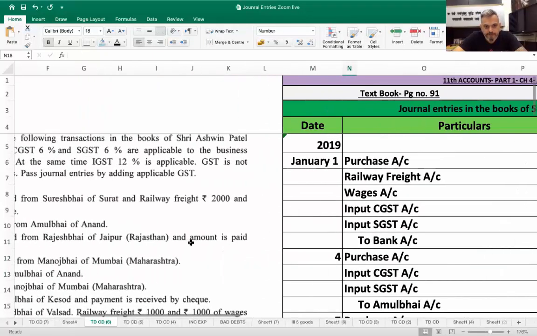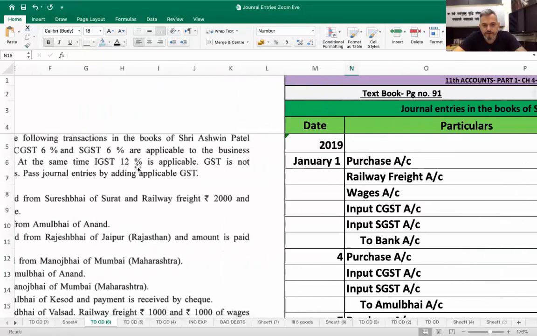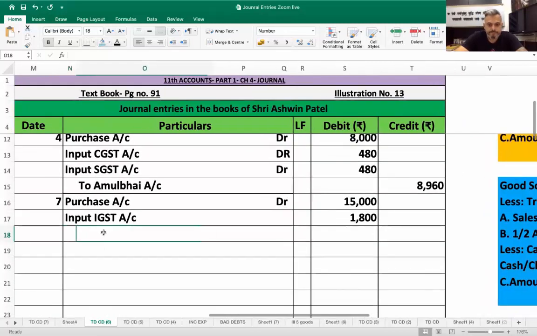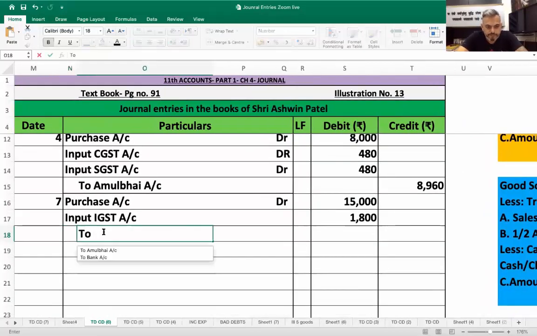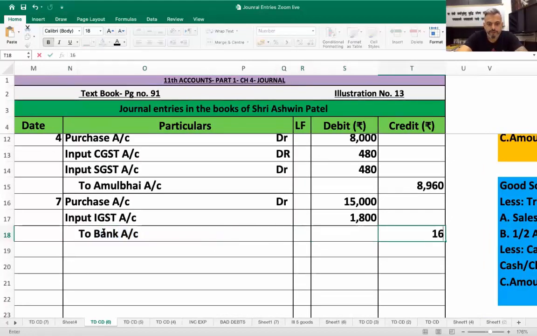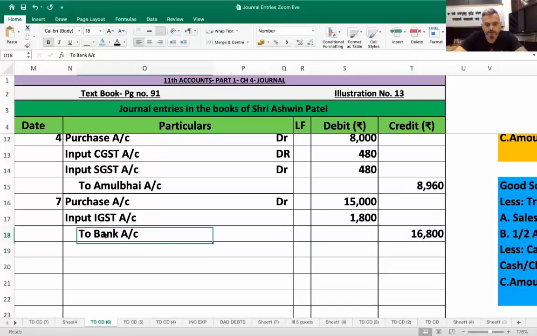It's also given in the question, IGST 12% is applicable. To bank account 16,800. Amount is paid by check.